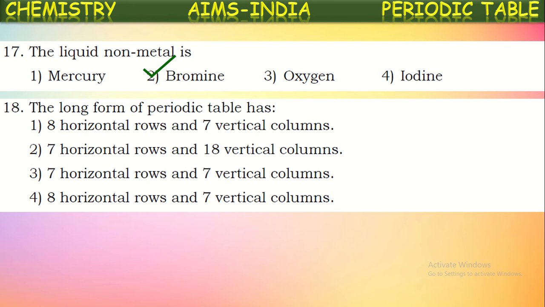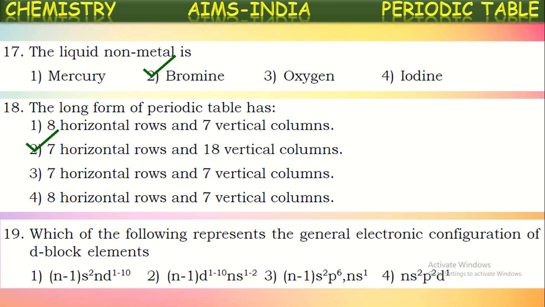Next, the long form periodic table has how many horizontal rows and how many vertical columns in the modern periodic table? Yes, there are 7 horizontal rows which are called periods, and there are 18 vertical columns which are considered as groups. That is the second option here.